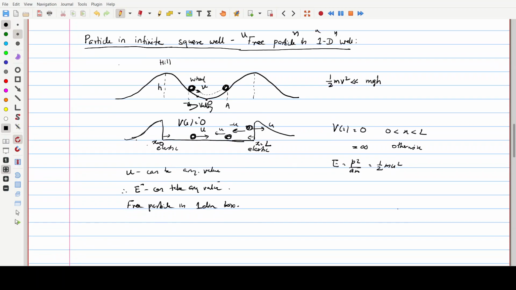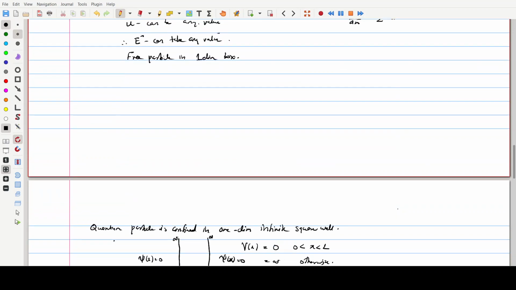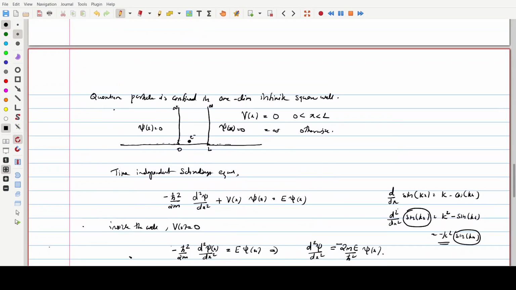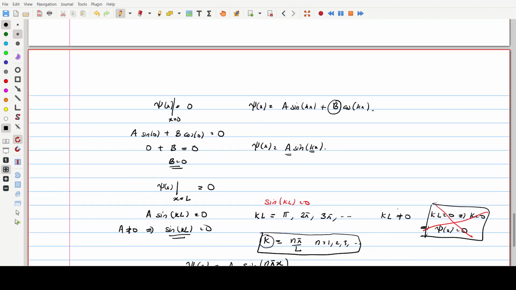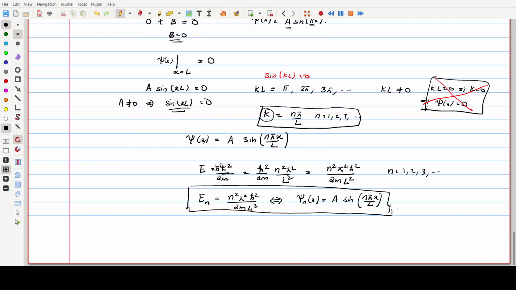But when you apply the same scenario to a quantum particle, then this entire thing changes. Its energies become discrete. It cannot take any possible energies. It can take only some definite values of energy, which is given by the relation E_n, and correspondingly the wave function cannot be just any function. It can take on certain wave functions. These certain wave functions psi n are the energy eigenstates, or the wave functions corresponding to the stationary states, which is given as A sin(n pi x by L).